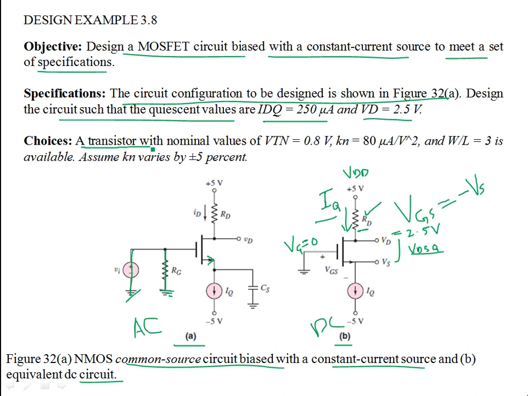And the choices are: the transistor has a nominal threshold voltage of 0.8 volts, and this is your electrical conduction parameter of the transistor.